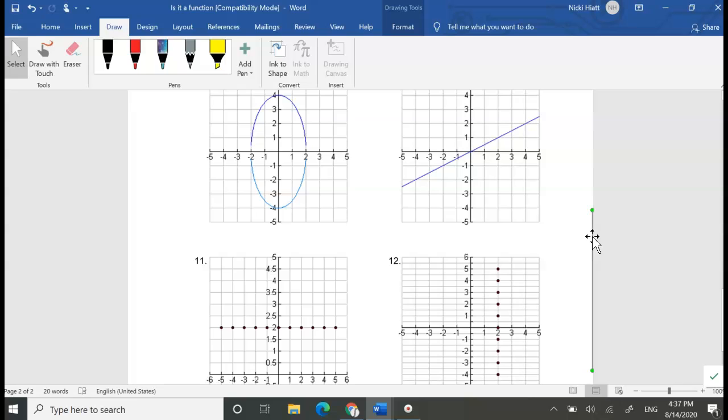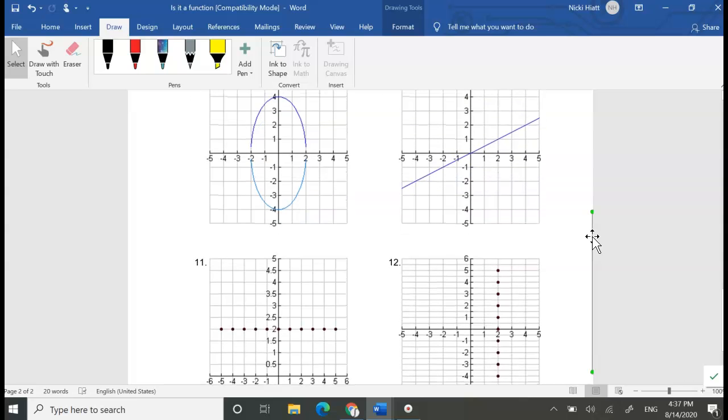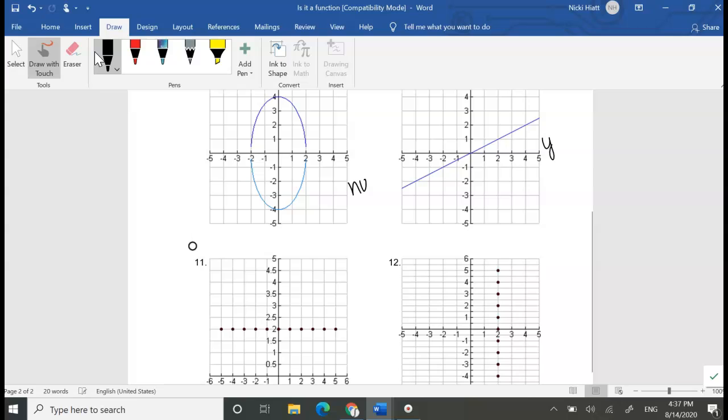So we had for number 9, this was a no. Go back to drawing. No. This one is a yes. This one is a yes. But that last one is a no.